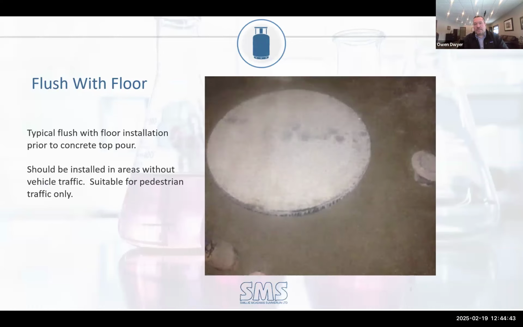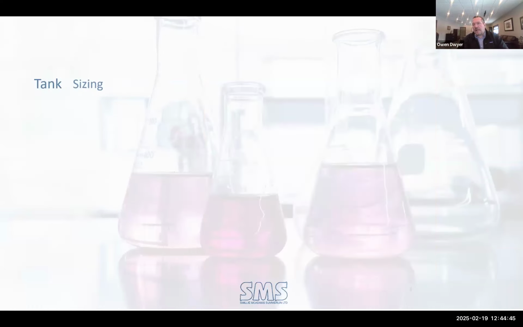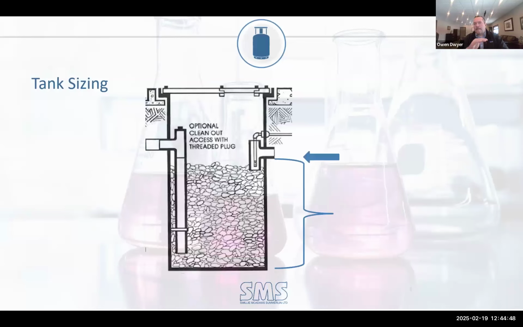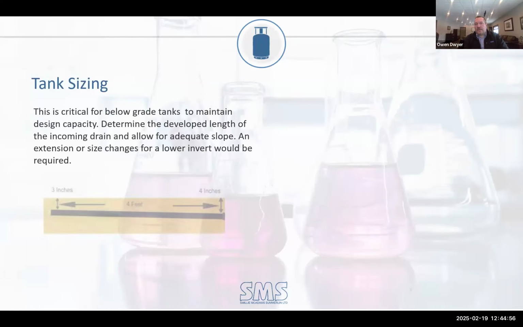Flush with floor applications are identical to the above grade, but what happens is there is a maintaining of the functional capacity. So your liquid level, that's your functional capacity, but you also have to take into consideration your slope. So if that tank is no longer able to fit in this room, I've got to now move it somewhere else. You've got to take your developed length of your piping inlet and figure out what changes to your tank dimensions are needed to maintain your functional capacity.